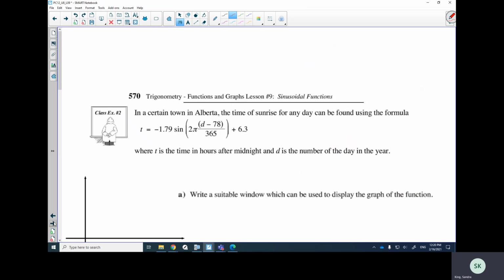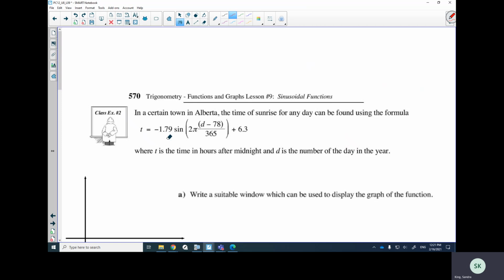Okay, class example number 2. In a certain town in Alberta, the time of sunrise for any day can be found using this formula. So this is a true thing. They've plotted the sunrise every single day. So tomorrow, you guys, is February 17th. You could Google on your phone, what's the sunrise going to be in Edmonton on February 17th? And they've got the exact time. The sun rises. It is a sinusoidal function. The sun rises on February 17th at the same time every February 17th.